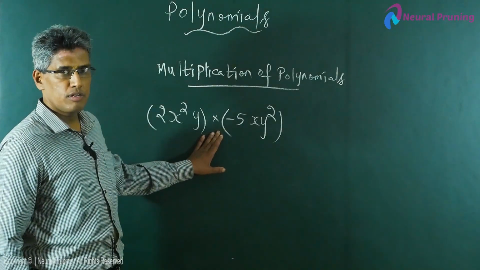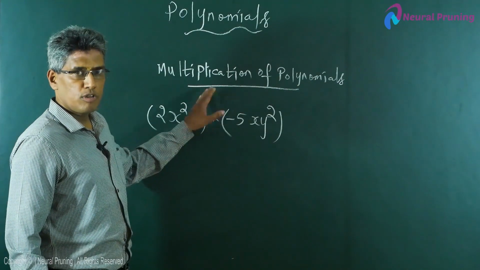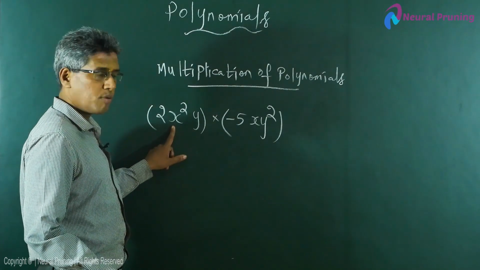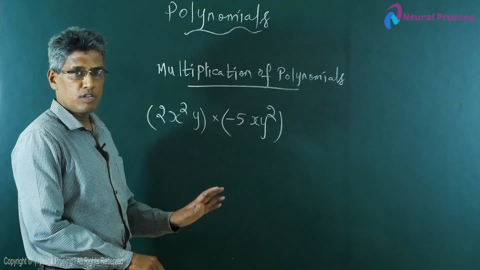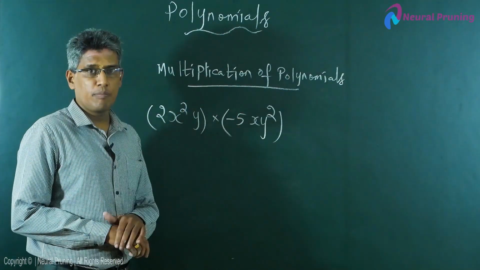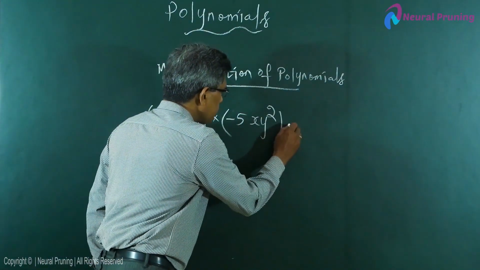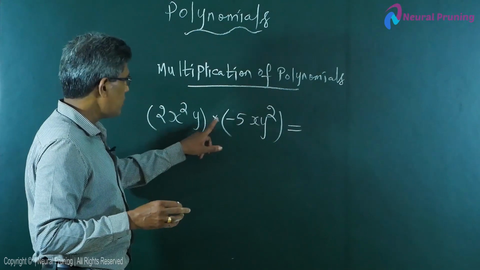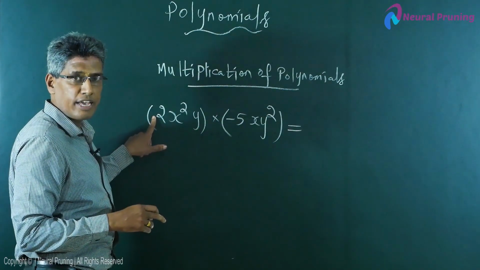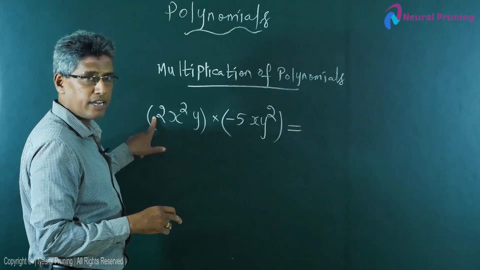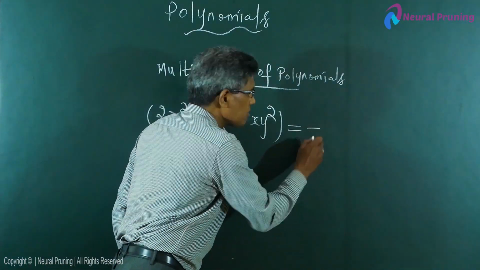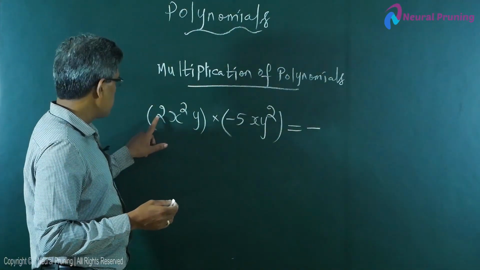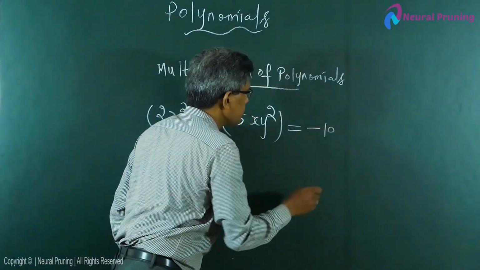In the next example, we are examining the concept of multiplication of two polynomials. As you observe, this is also a polynomial, and this also happens to be a polynomial by itself. Now when we try to multiply two polynomials, we have to multiply the signs. When you don't have any sign mentioned, it is taken as a plus sign. So plus into minus is a minus, followed by multiplication of the coefficients. 2 multiplied by 5 is 10.